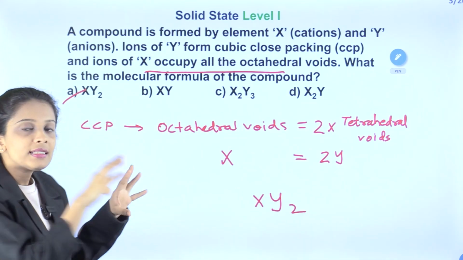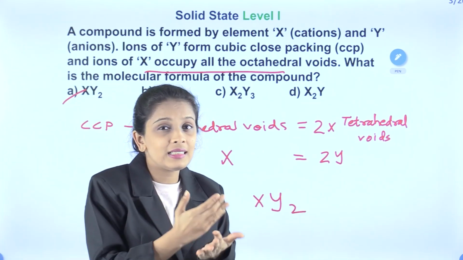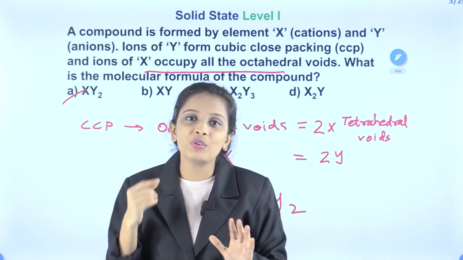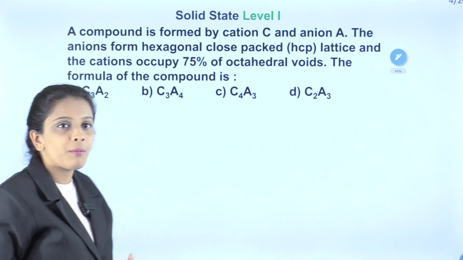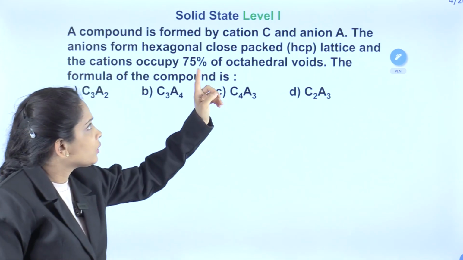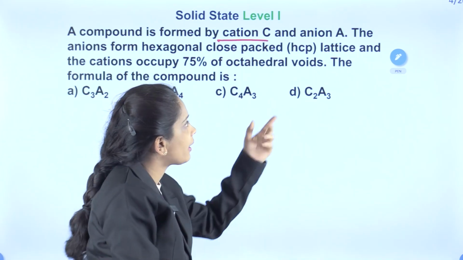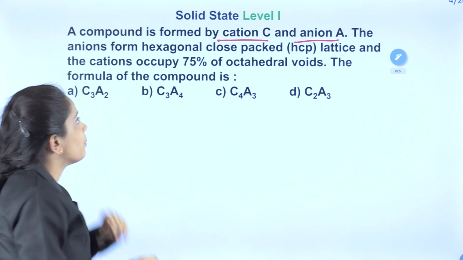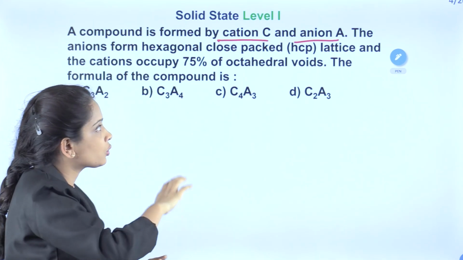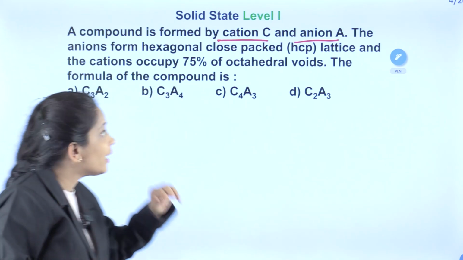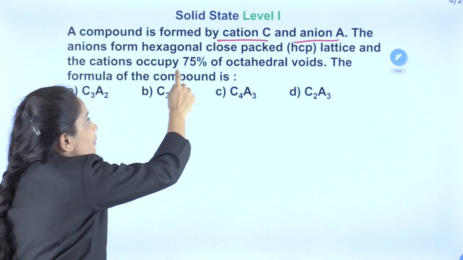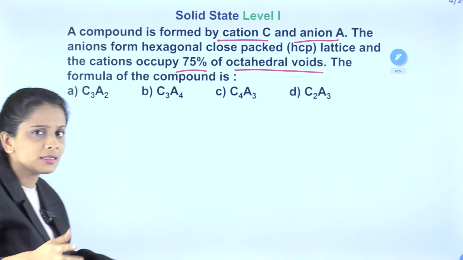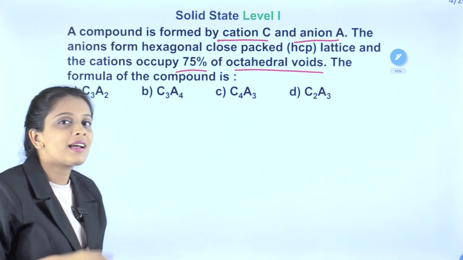Yes. So this type of question you need to solve within 10 seconds if it has been asked in your exam. I am hoping you understood this part very well, how you need to solve this. A compound is formed by cation C and anion A. The anions form an HCP, hexagonal close pack lattice, while the cations occupy 75% of the octahedral voids, and they are asking us the formula of the compound.